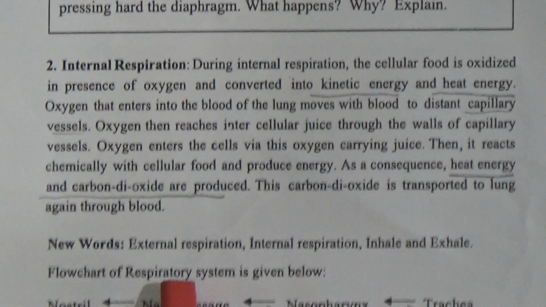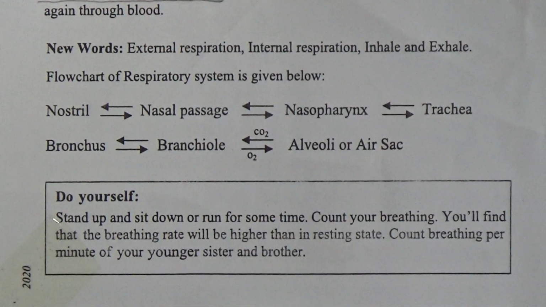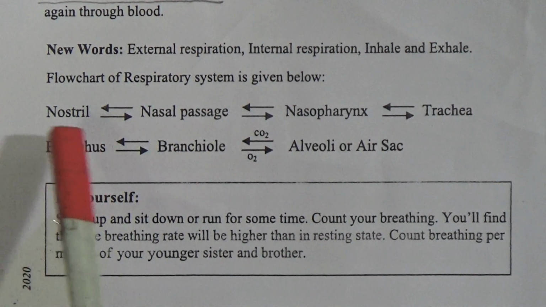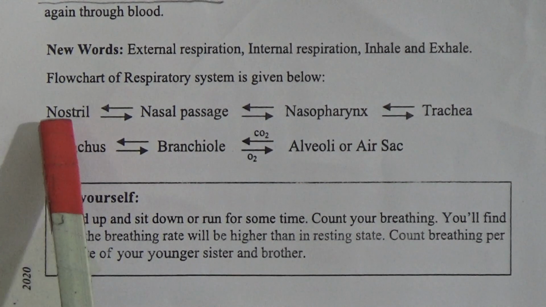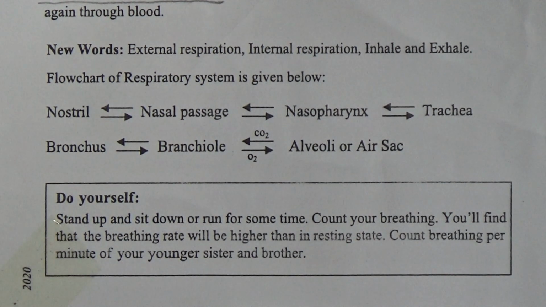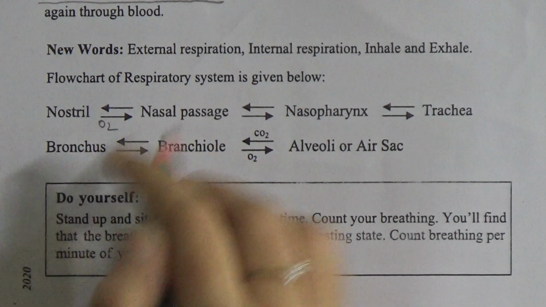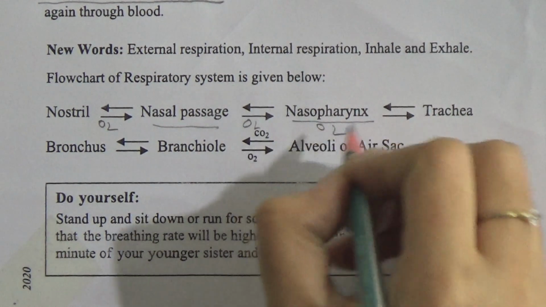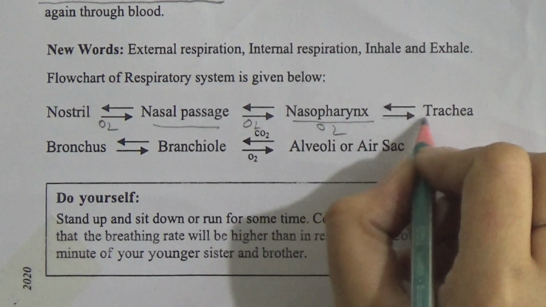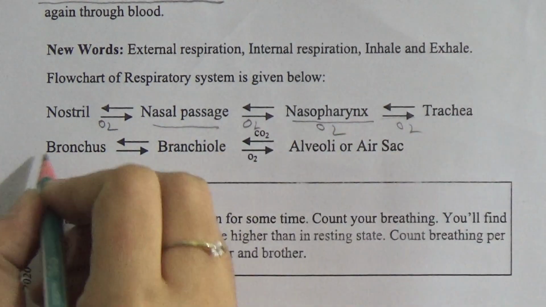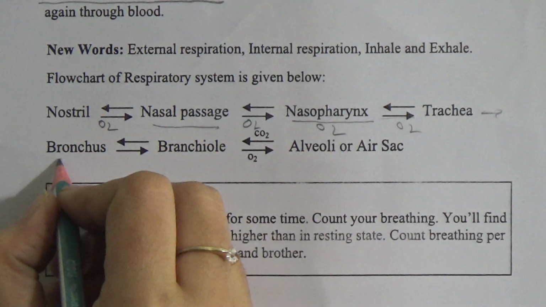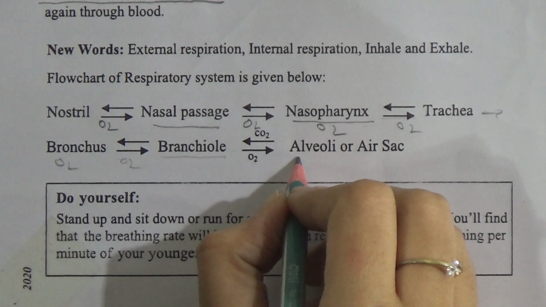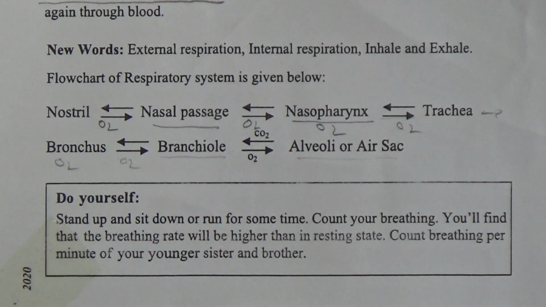Here is a flow chart of the respiratory system given below. You can see here are the respiratory organ names, and here is the flow chart of the respiratory system. In this way, oxygen goes from nostril to nasal passage, and after that nasal passage to nasopharynx, and after this it goes to trachea, and from trachea to bronchus, and from bronchus to bronchioli, and after that it goes to alveoli or air sac.